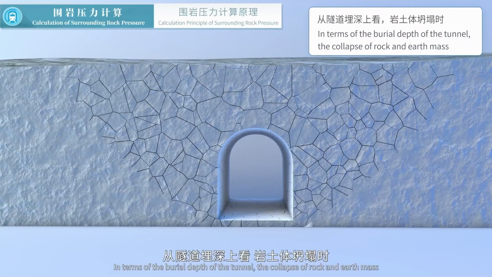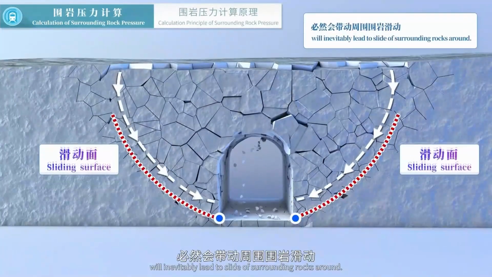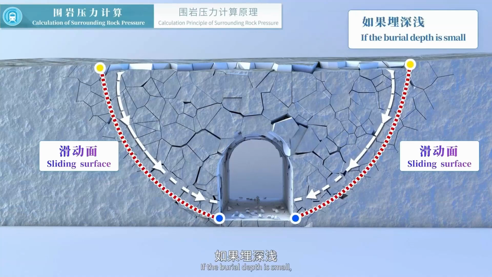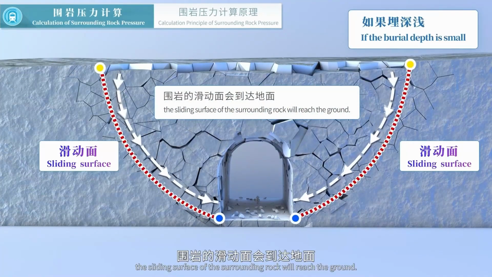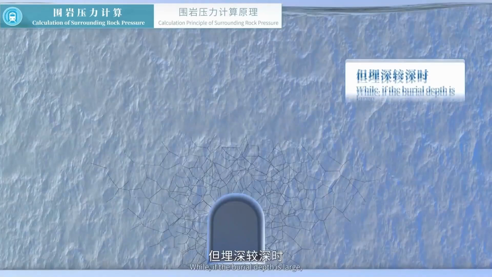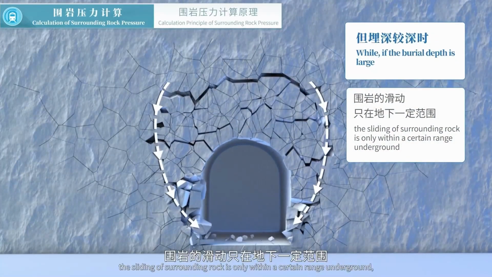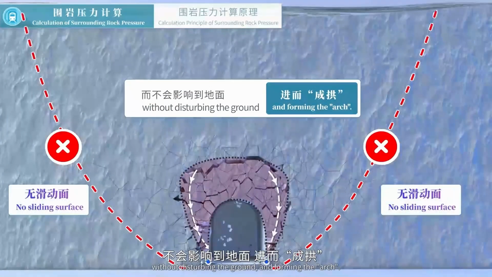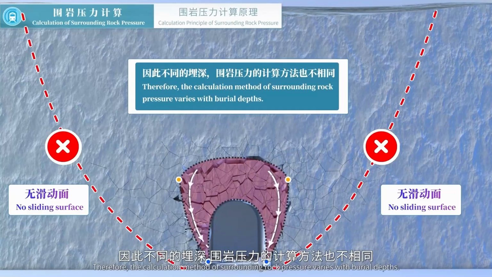In terms of the burial depth of the tunnel, the collapse of rock and earth mass will inevitably lead to sliding of the surrounding rocks around. If the burial depth is small, the sliding surface of the surrounding rock will reach the ground. While if the burial depth is large, the sliding of surrounding rock is only within a certain range underground, without disturbing the ground and forming the arch. Therefore, the calculation method of surrounding rock pressure varies with burial depths.